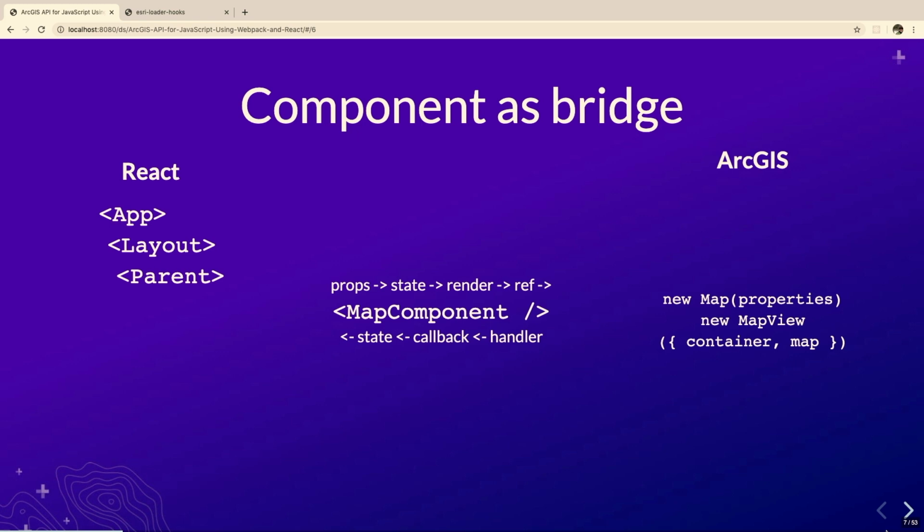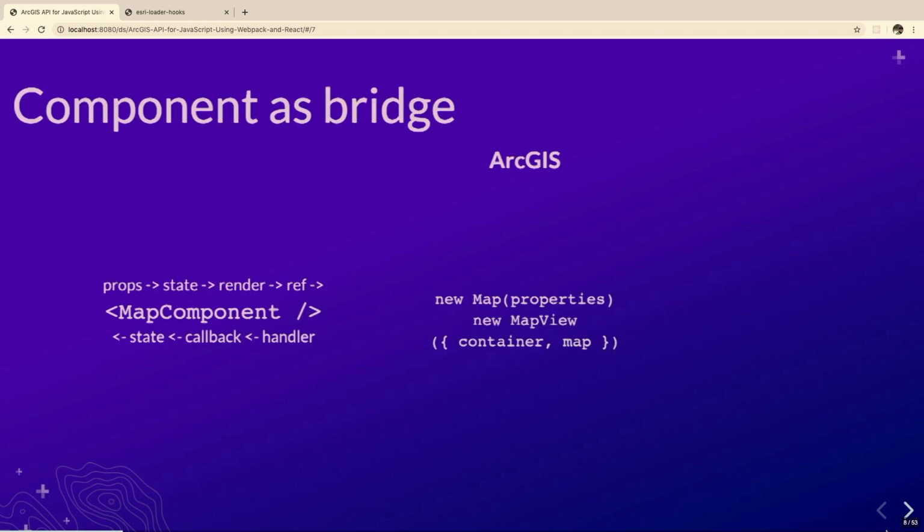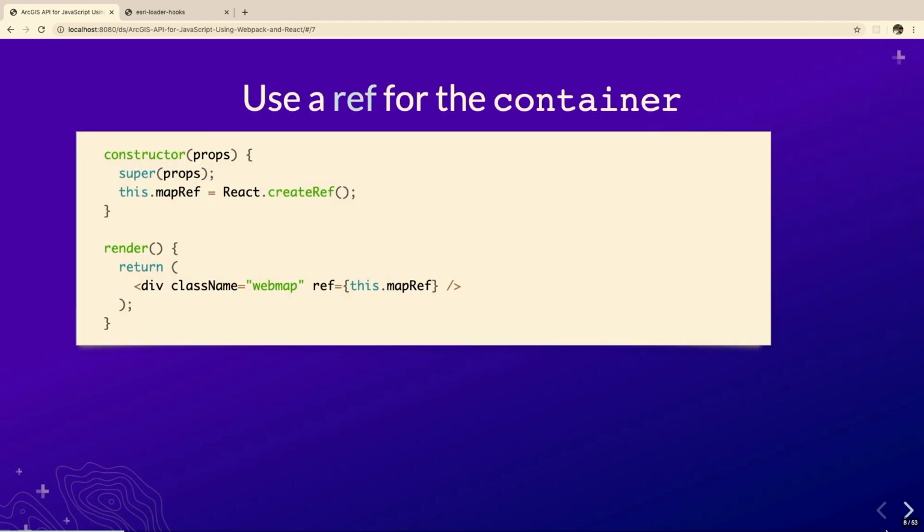It starts in React, goes through your bridge component into ArcGIS, and optionally back, and then loops around again if needed. So let's dive into that component and see how it works. The first thing is, how do we get a reference to that DOM node?